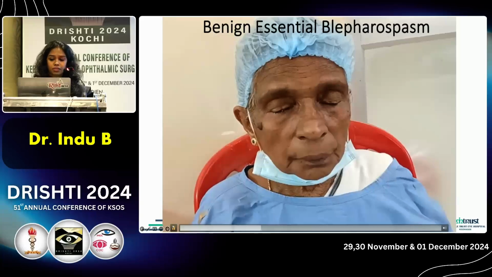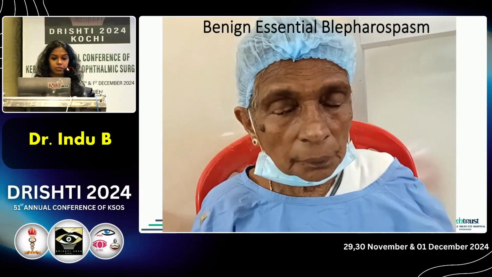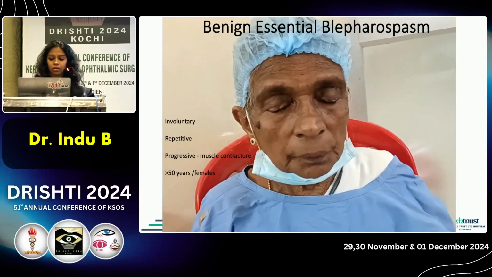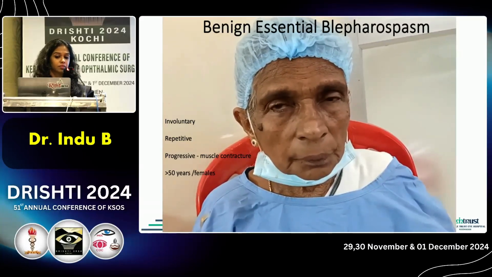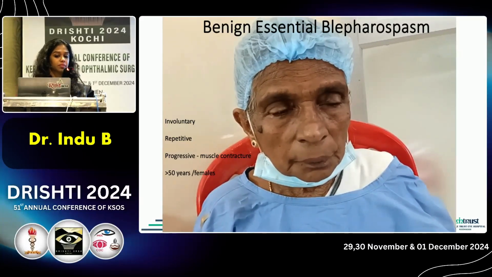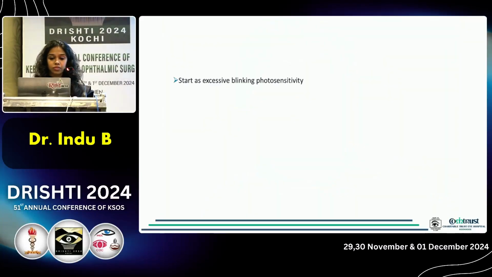Yes, this is a 65-year-old lady. It's called benign essential blepharospasm. So what is it? It's an involuntary, repetitive, progressive contraction of the orbicularis muscle. It's mainly common in females, more than 50 years. It often starts with excessive blinking or photosensitivity. It often starts in one eye, but finally it ends up as a bilateral condition.